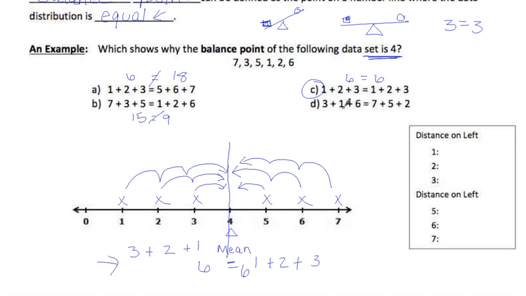And 3 plus 1 is 4 plus 6 is 10. And 7 plus 5 is 12 plus 2 more gives you 14. 10 is not equal to 14. So you have to figure out where they are actually balanced.